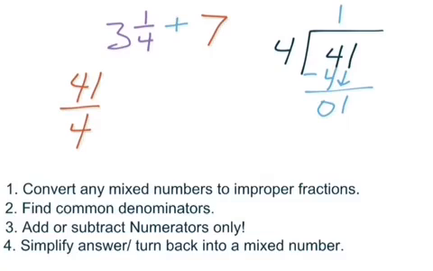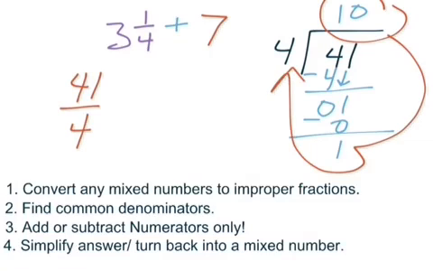Bring down a 1. 4 does not go into 1, so I'll put a 0 there. 4 times 0 is 0. I'm going to get 1. And that's going to leave me with my answer right over here. Once I have nothing else to bring down, I've now turned this into my mixed number. 10 and 1/4 will be my final answer. 10 wholes, and then I'll have a fourth right over there.